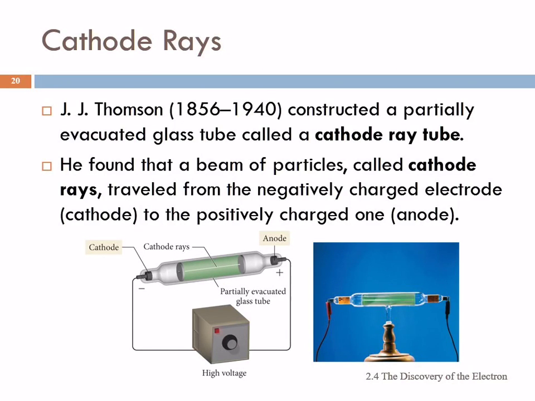J.J. Thomson. Okay, so we're getting into more modern history, still a long time ago. 1856 to 1940. He constructed what's called a cathode ray tube.